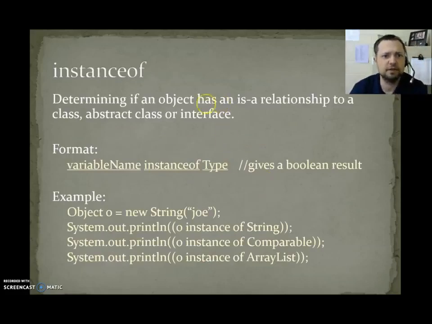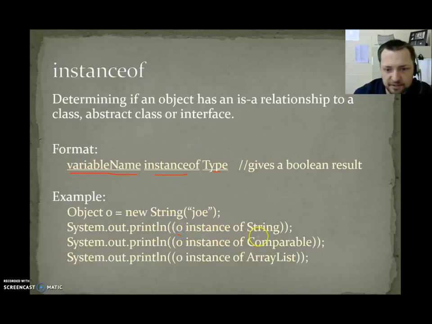Instance of. Determining if an object has a relationship to a class, abstract class, or interface. Here we say object O equals new String, like I did in the other slide. The format for this command is variable name, instanceof, type. It'll give you a Boolean result. Gives you true when that relationship is valid.